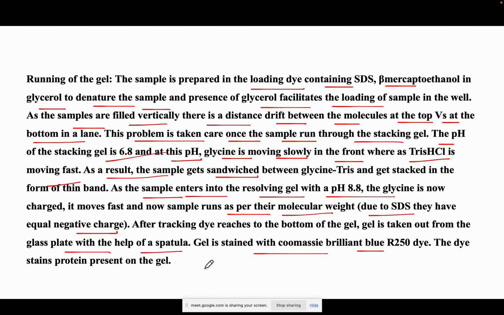So this is all the principle behind running the gel. You are adding stacking gel to stack your proteins so that all the proteins come in one lane, and then from there the race, or the run, of your protein will start. Whenever your protein has higher molecular weight, it will run slowly. Whenever your protein has lower molecular weight, it will run first, and then you will be able to resolve them.